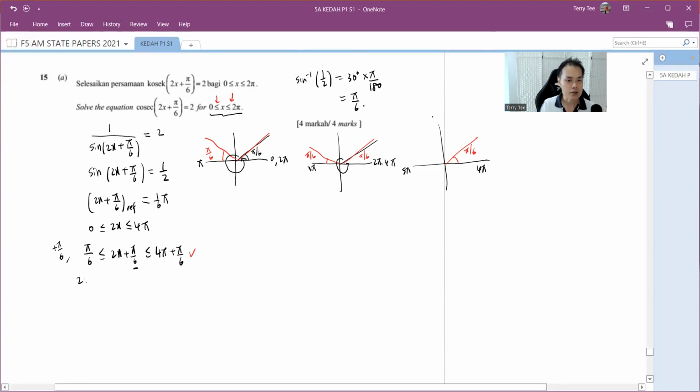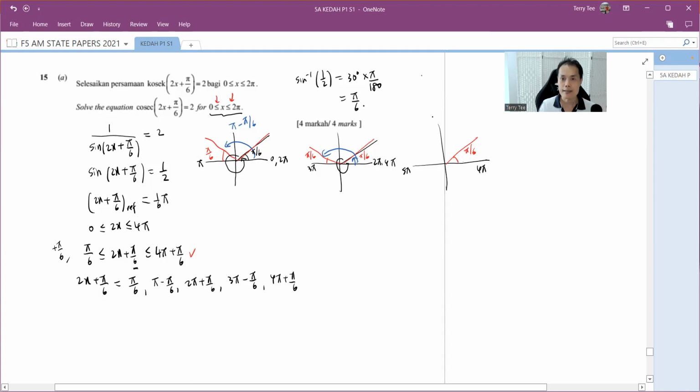So my first answer, for 2x plus pi over 6, is just pi over 6. The second one is in quadrant 2. Let me use a blue pen to show you. This is measured from here to here. We're finding the general angle from the reference angle. Your reference angle is pi over 6, so your general angle will be pi minus pi over 6. Then this one as well, this one as well, and the last one. Now let me just write it out. First answer, second answer is pi minus pi over 6. Next answer is 2 pi plus pi over 6, then 3 pi minus pi over 6. Lastly is 4 pi plus pi over 6.